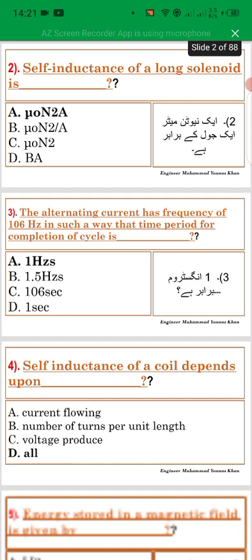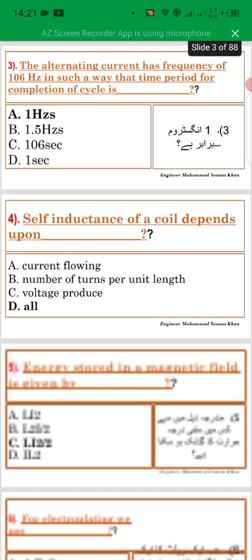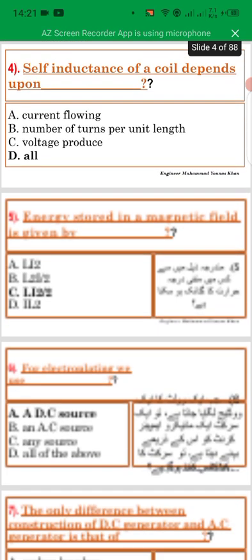Self-inductance of a long solenoid is mu naught n squared A. The alternating current has a frequency of 10^6 Hz in such a way that the time period for completion of a cycle is 10^-6 seconds. Self-inductance of a coil depends upon all.